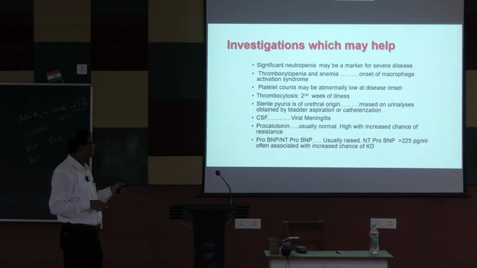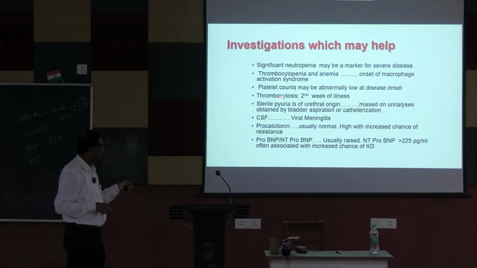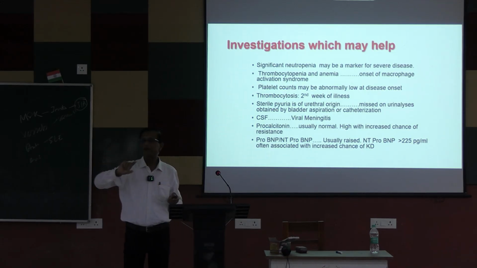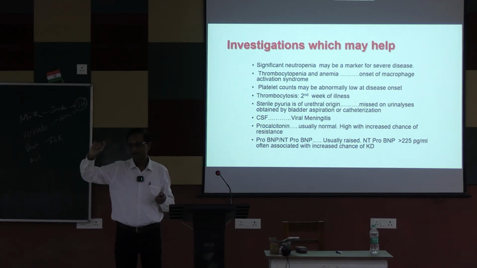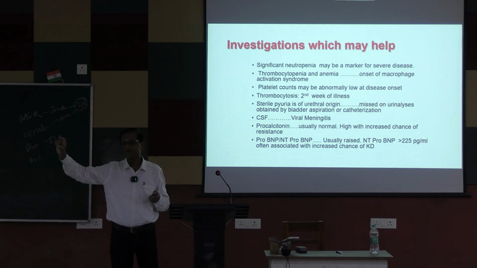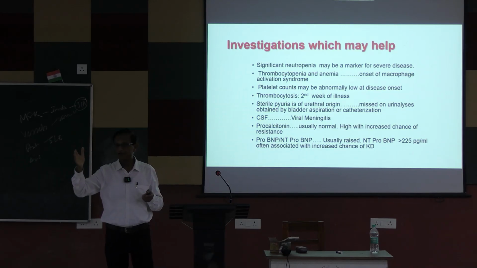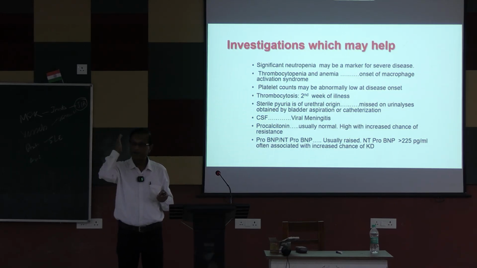Investigations which may help you: significant neutropenia may be a marker of severe disease, thrombocytopenia, anemia. Platelet count is usually abnormally low at onset. Usually a very high platelet count is seen at the end of the first 7 days of the illness. But that is a late manifestation. You will have to give treatment before that.